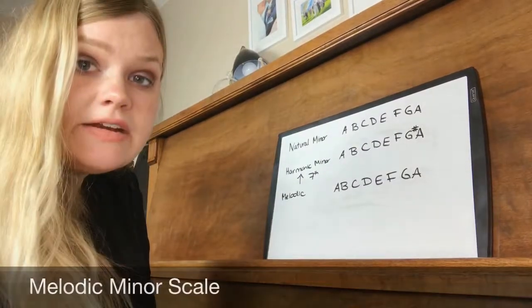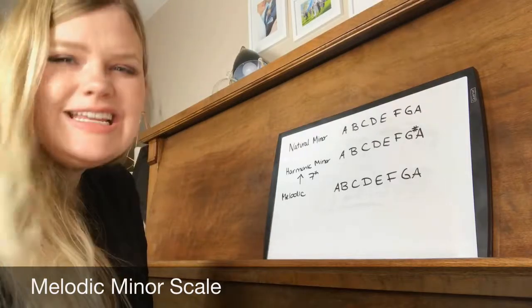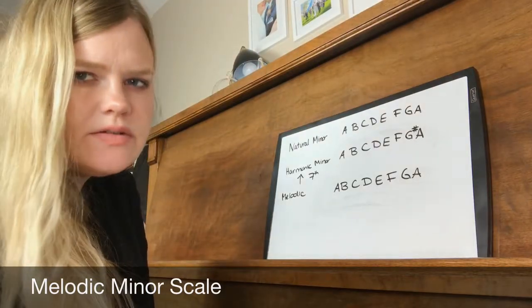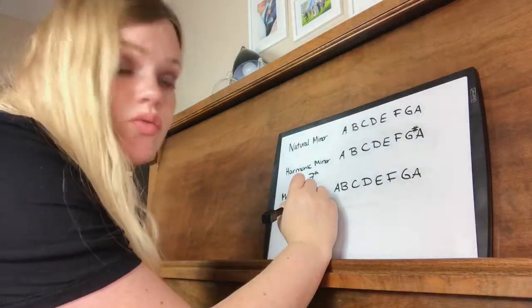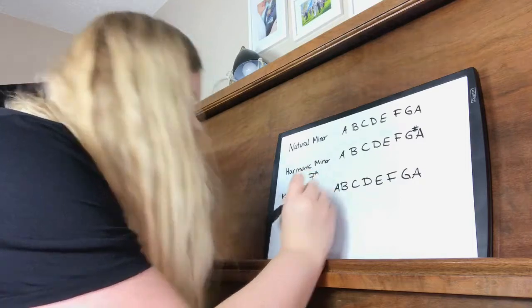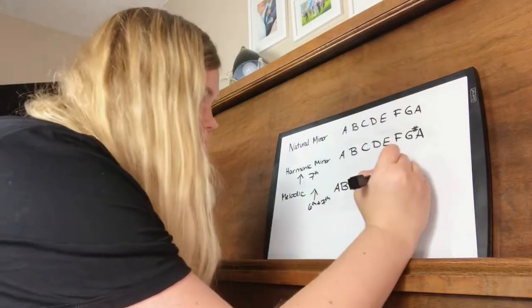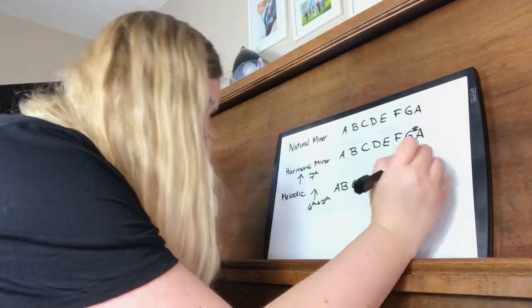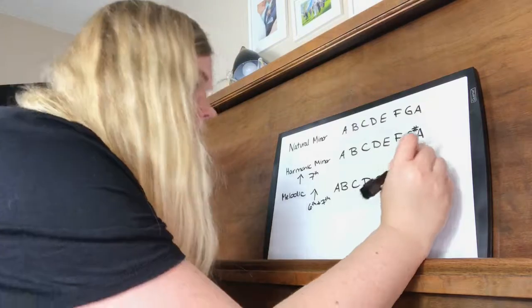The melodic minor is a little bit different in that it is played differently on the way up than it is on the way down. When you go up, you're going to raise the 6th and 7th note. So 1, 2, 3, 4, 5, 6, raise that F to an F sharp, and your 7th note, your G, to a G sharp.